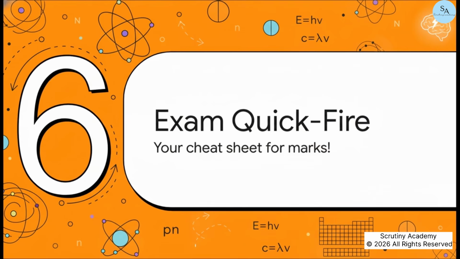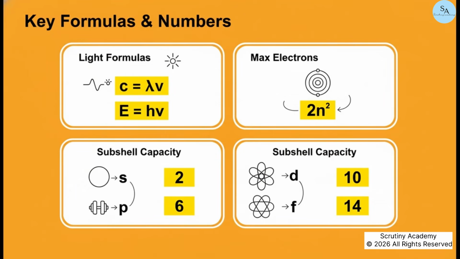All right, that was a lot, but we've hit all the main ideas. Now it's time for a super quick-fire review to make sure this all sticks. This is your last-minute cram, your ultimate cheat sheet for the exam. Okay, you need to burn these into your brain. The formulas, c = λν and E = hν. Got it? Next, the maximum number of electrons you can fit in any given energy shell is 2n². And finally, the max electrons for each subshell. s gets 2, p gets 6, d gets 10, and f gets 14.